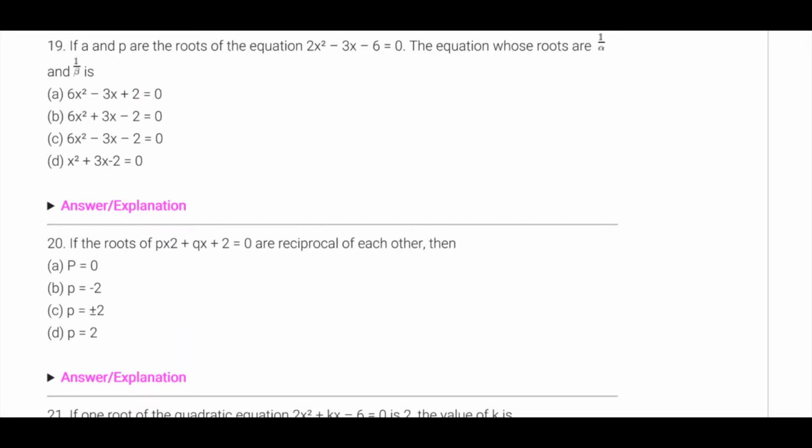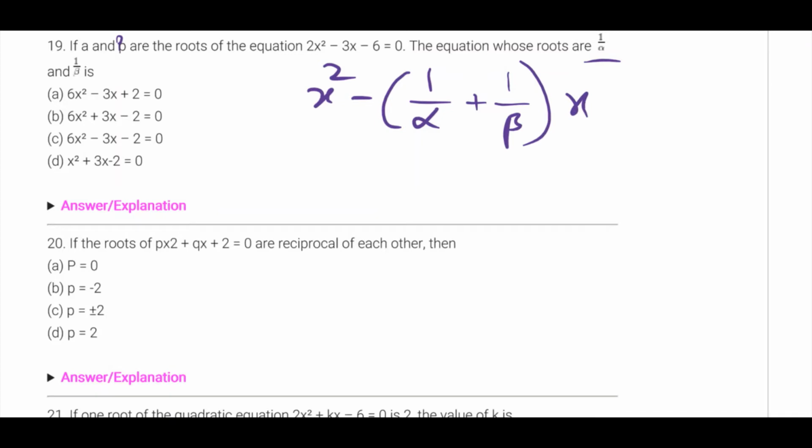19th question. If alpha and beta are the roots of the equation, find the equation whose roots are 1 by alpha and 1 by beta. The equation with the roots 1 by alpha and 1 by beta is x square minus the sum of the roots, 1 by alpha plus 1 by beta, into x plus 1 by alpha beta equals to 0.